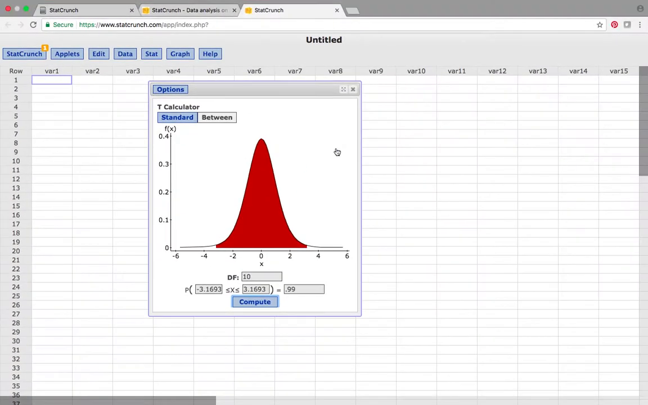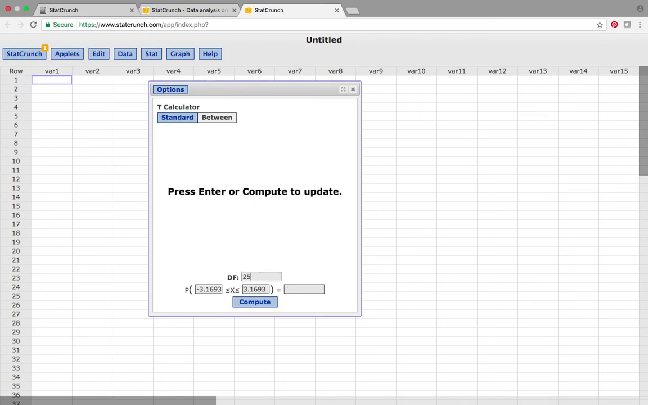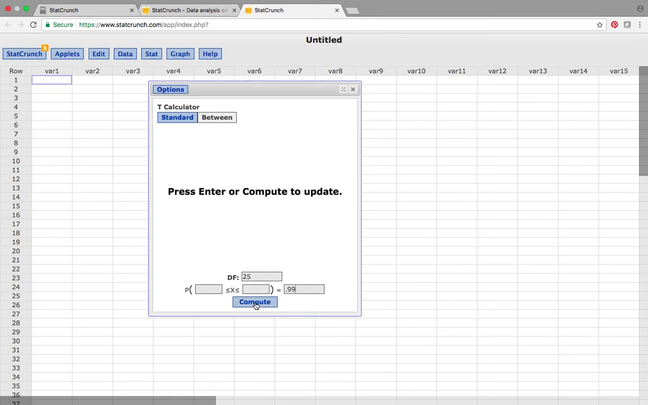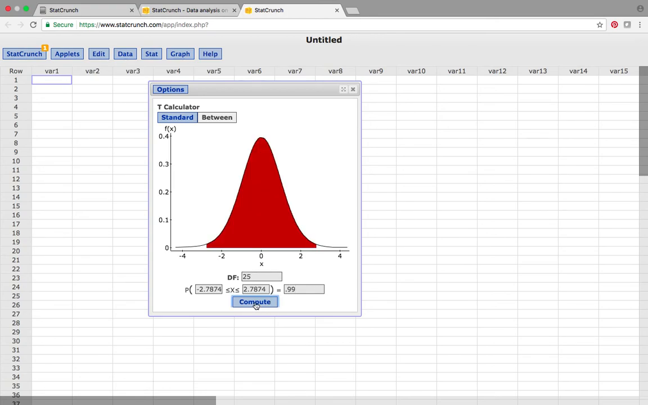Let's go 25. So if we have a degrees of freedom of 25, it means our sample size is 26. 0.9 is 1.71. 95, 2.06. Guys, there's a bigger, broader issue that I'm trying to point out here. 2.79.